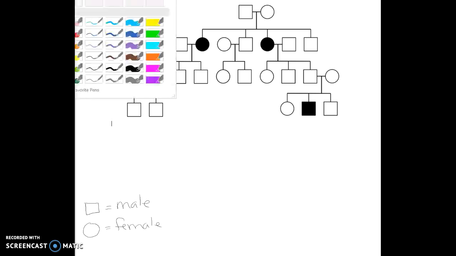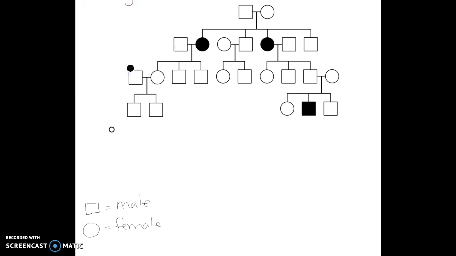Sometimes you will see circles that are filled in and squares that are filled in and solid in color. So what do these mean? The circle still represents a female, but when it is filled in, it means this female is affected by the characteristic that we are looking at. If it is a square that's filled in, this is a male, and this male is also affected by whatever trait we are looking at.